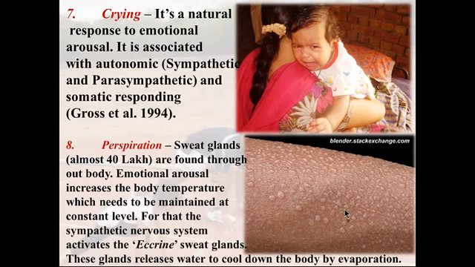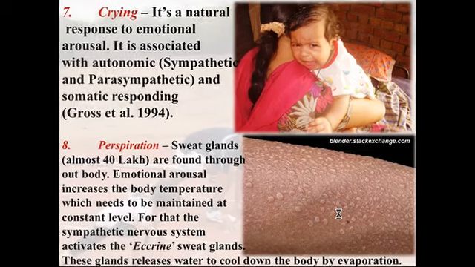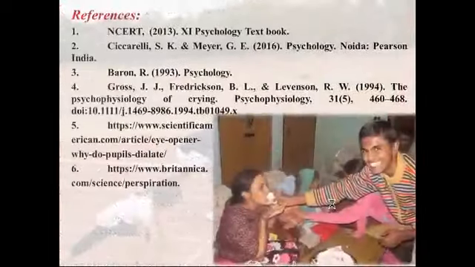Eccrine sweat glands pump out colorless and very filtered water from the body, through the roots of the hair bristles, and these glands release water to cool down the body by evaporation. This is a natural phenomenon of how to cool the body by evaporation. Dear friends, this is perspiration, and these are the internal as well as the external body changes that occur during physiological arousal.